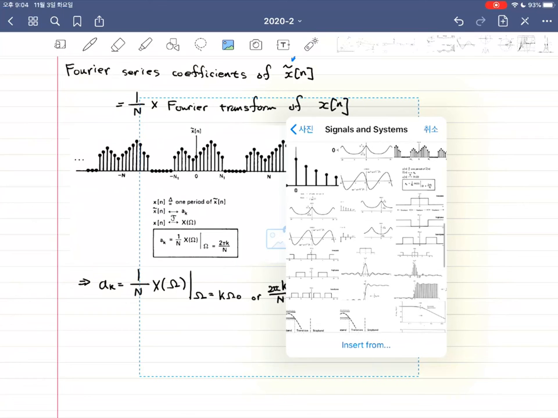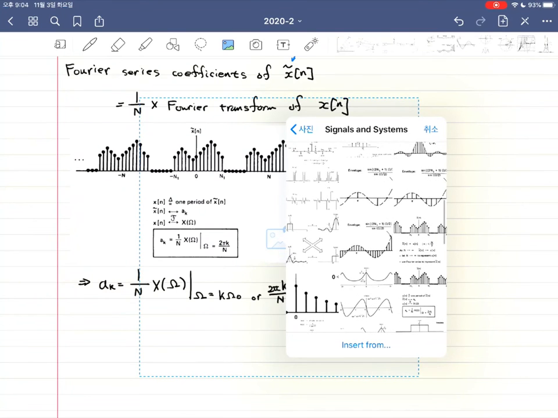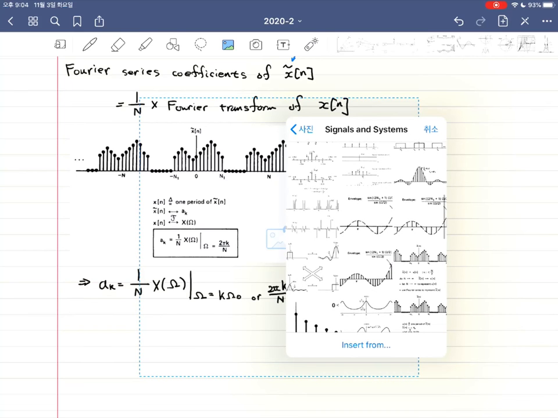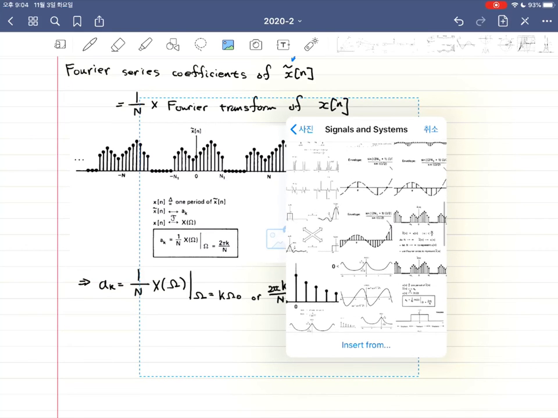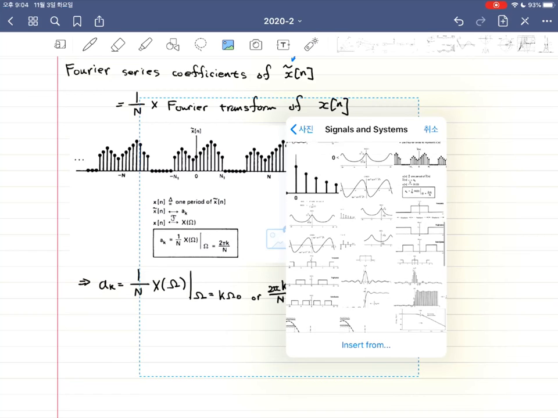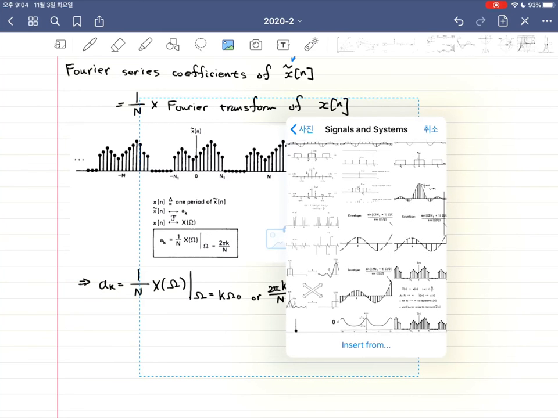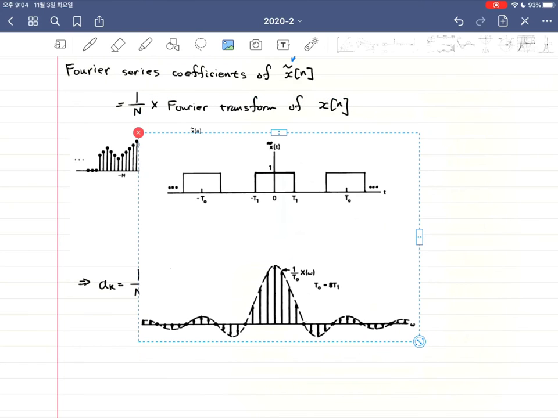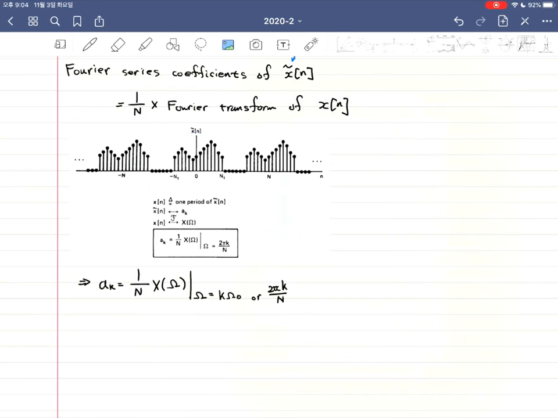The same picture that we have used, nope, not this one.